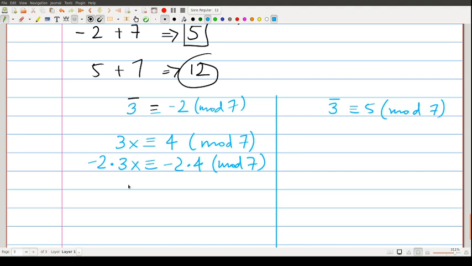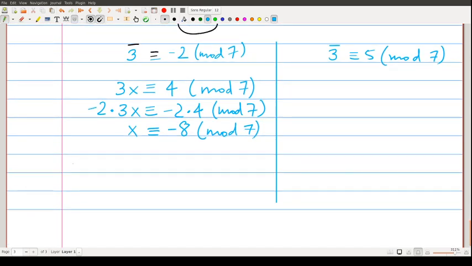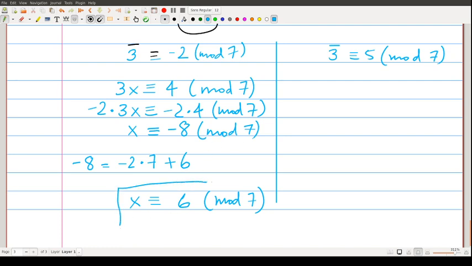And so I can just write this side as x is congruent to minus 2 times 4, which is minus 8 mod 7. And minus 8 in mod 7 is, if you divide 8 by 7, minus 8 equals minus 2 times 7 plus 6. So x is congruent to 6 mod 7. So I just have to convert this minus 8 into mod 7 and I get the answer that x is congruent to 6. So I need to divide it by 7 and find the remainder. That's what happens when you use minus 2.